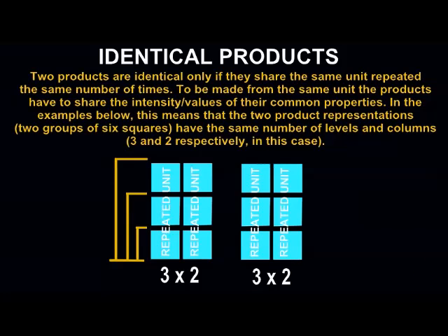Identical products. Two products are identical only if they share the same unit repeated the same number of times. To be made from the same unit, the products have to share the intensity or value of their common properties. In the examples below, this means that the two product representations, two groups of 6 squares, have the same number of levels and columns, 3 and 2 respectively in this case.